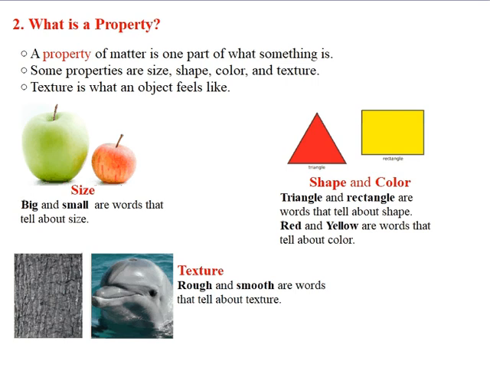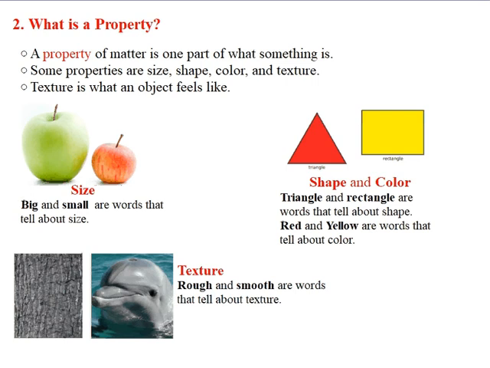Now, what is a property? A property of matter is one part of what something is. Some properties that we are going to learn today are size, shape, color, and texture. Texture is what an object feels like.